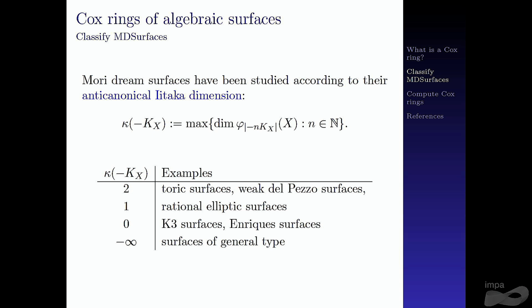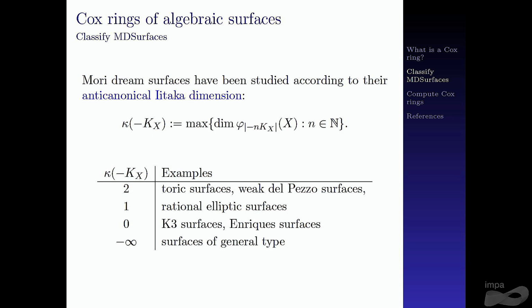In case this invariant is 0, you have the case where the canonical class is numerically trivial: K3 surfaces, Enriques surfaces, but you can also take, I forgot to put it, a very general blow-up of P2 at 9 points. This is also a case where the anticanonical class and all its multiples are rigid. And finally, the case where the anticanonical class and all its multiples have no sections, for example, surfaces of general type. So the idea is that the lower this invariant is, the less we know about the Cox ring.